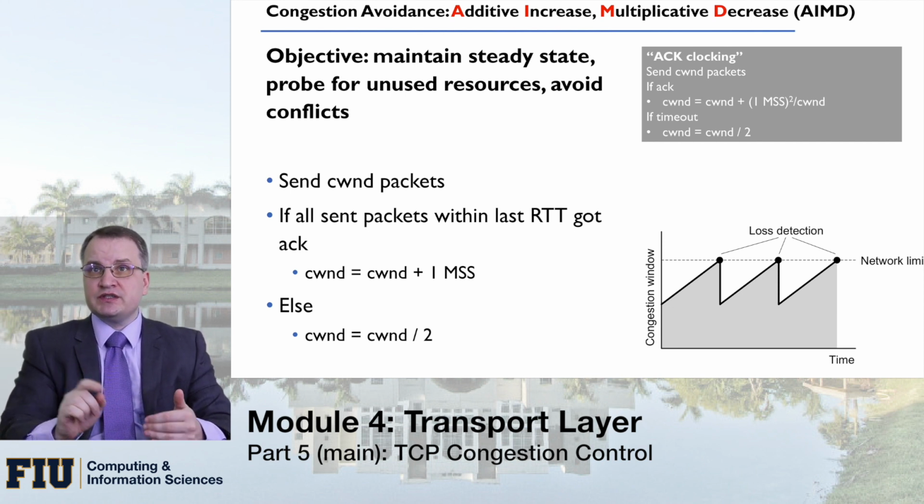I also included this ACK clocking mechanism, similar to what I was showing on the previous slide for the slow start, but with rather different mechanics. This one is a bit more complex formula. Instead of just +1, you do +1 squared divided by the congestion window. But if you do the mathematics, considering the RTT time, you will see that eventually it increases just by 1 MSS per RTT batch.